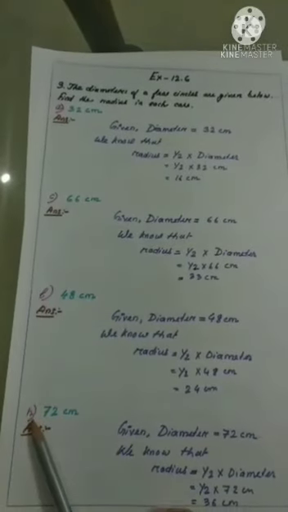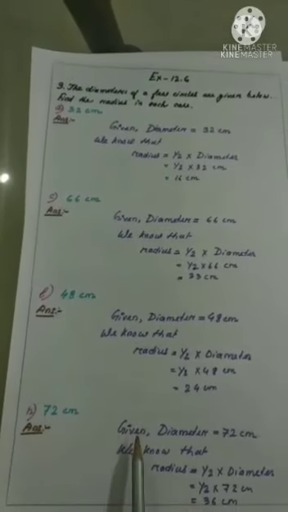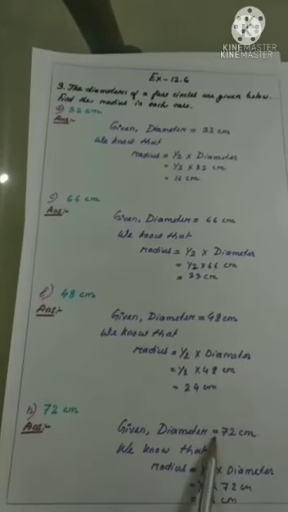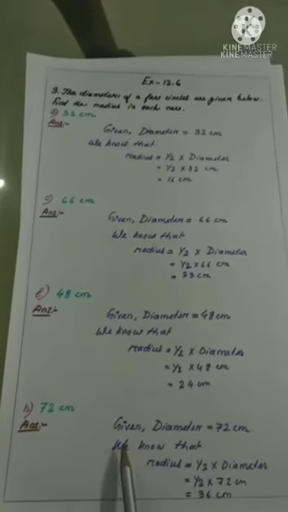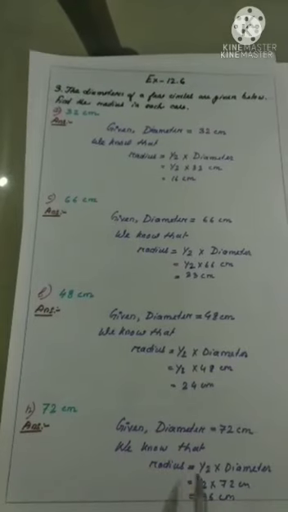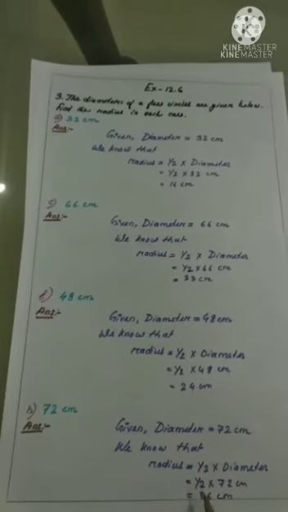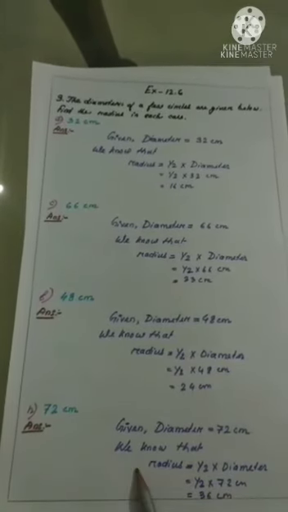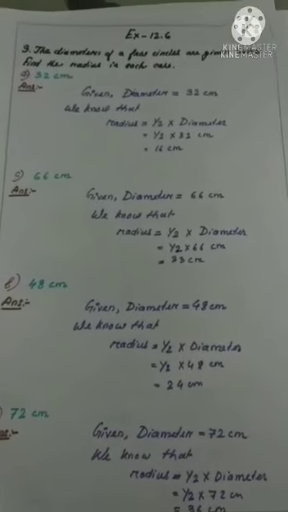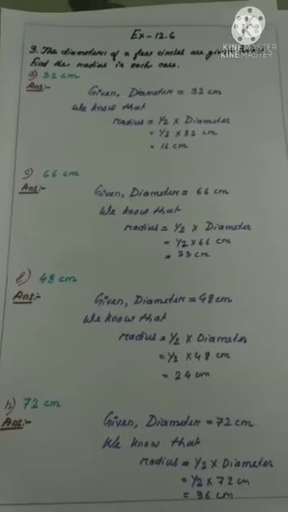Alright. Now see H number, 72 centimeter. Given diameter is equal to 72 centimeter, we know that radius is equal to half into diameter. So which will be equal to half into 72 centimeter and which will be equal to 36 centimeter. Therefore, radius is equal to 36 centimeter. All right, students. I hope you have understood. Rest, you will do homework.